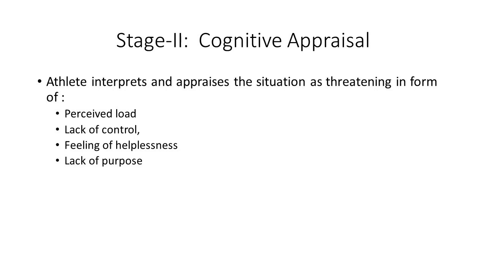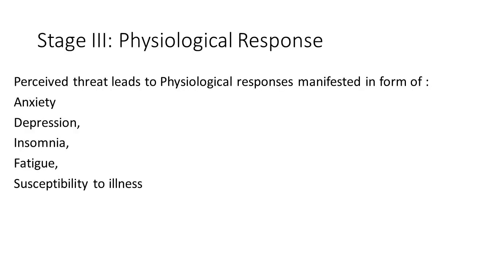Now, what happens when this cognitive appraisal happens? The moment the athlete interprets and appraises that the situation is threatening, it leads to the physiological response, which is stage 3. So the moment the perceived threat happens, it leads to many physiological responses which can be manifested in forms of anxiety, depression, insomnia, fatigue, and various other susceptibility to illness.